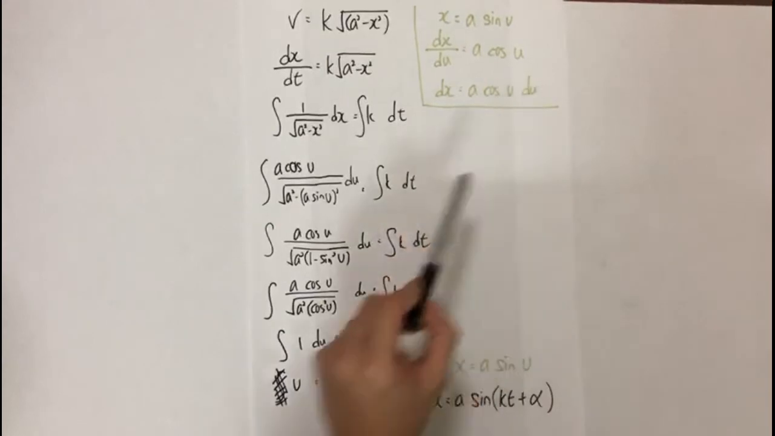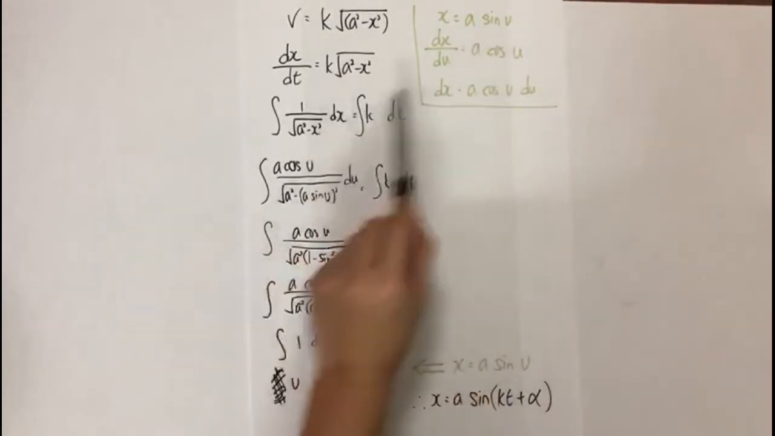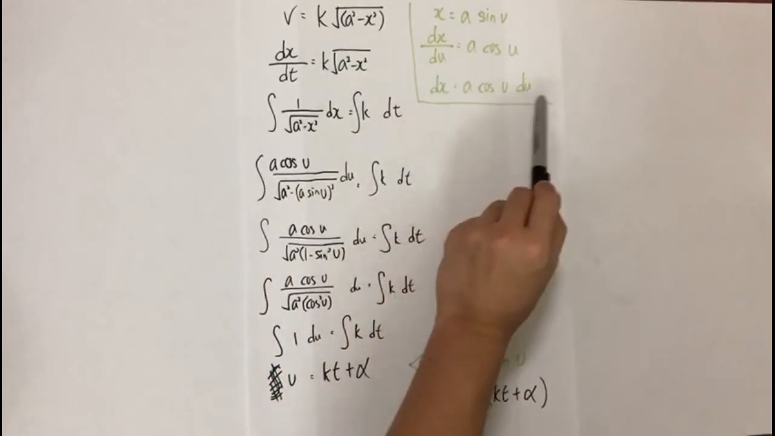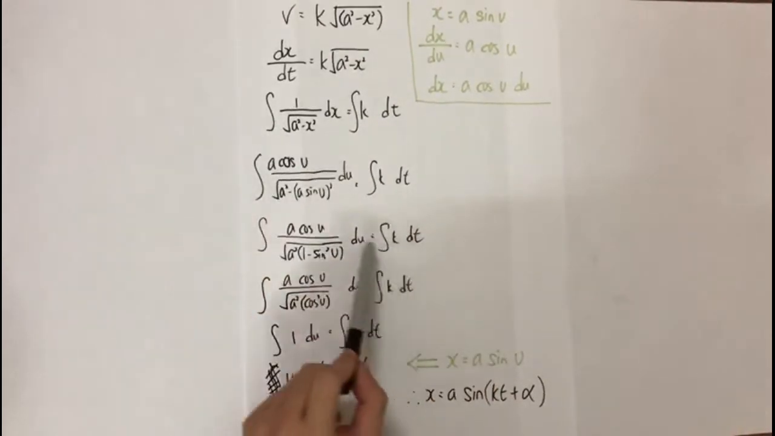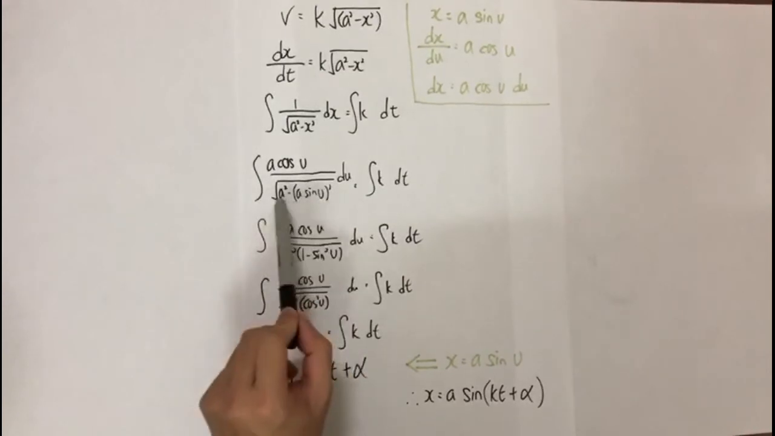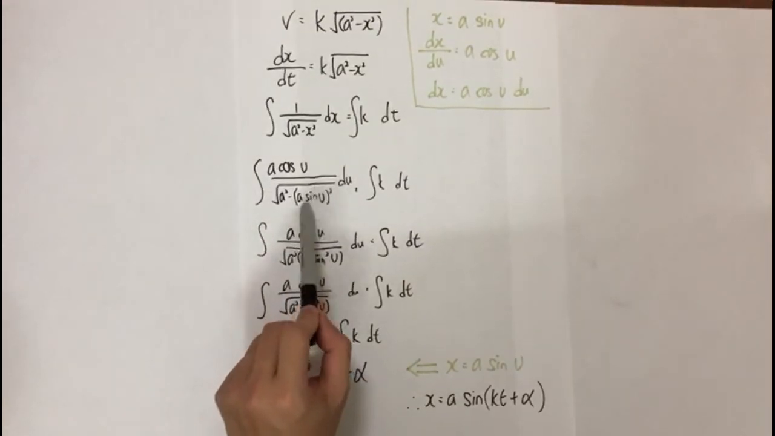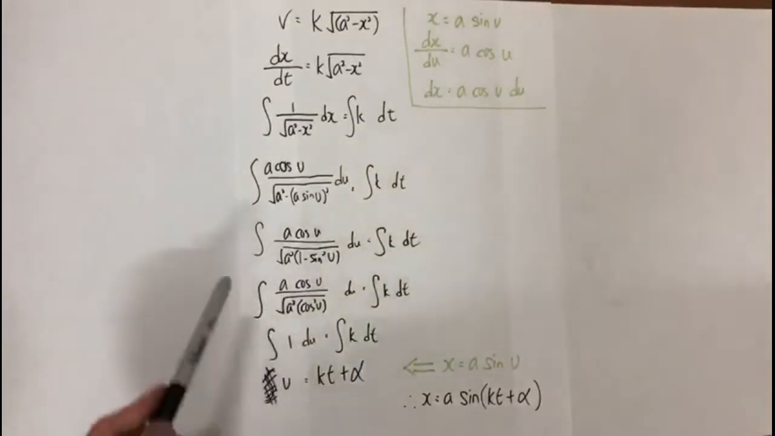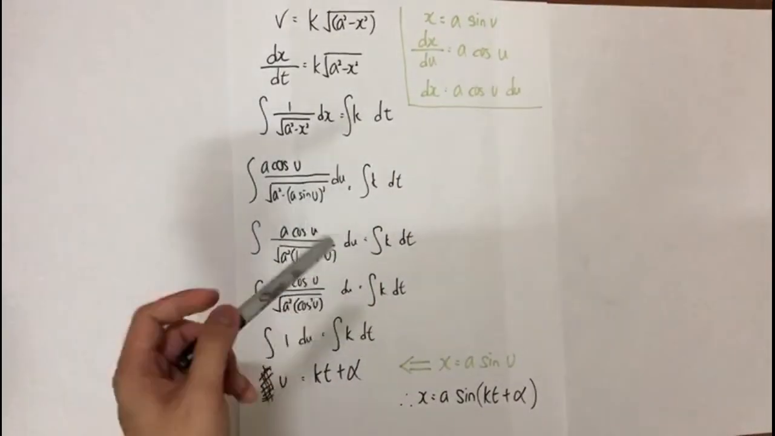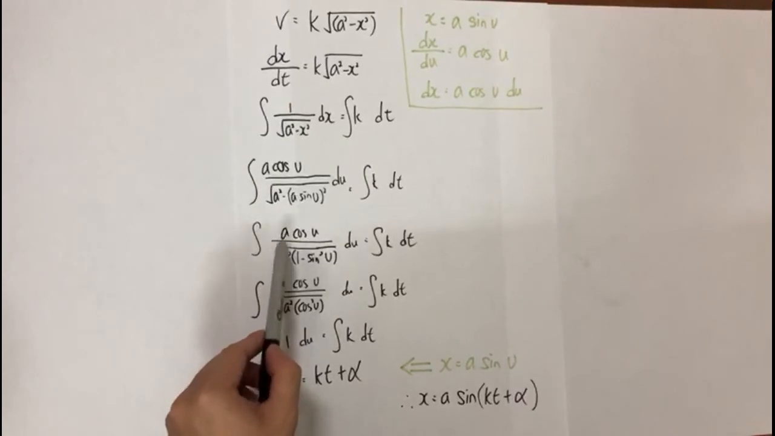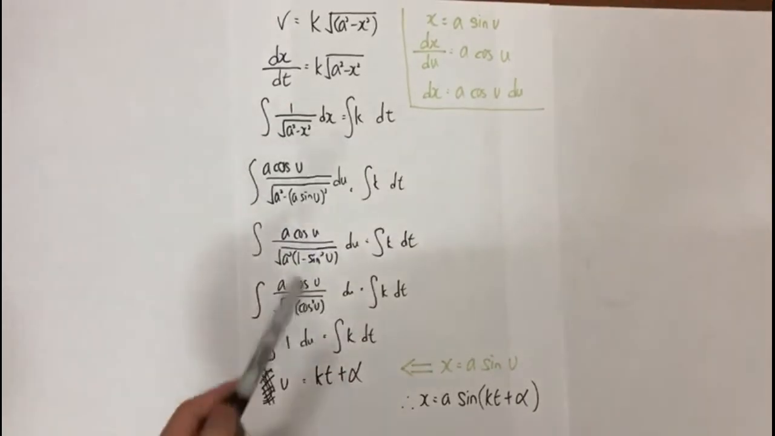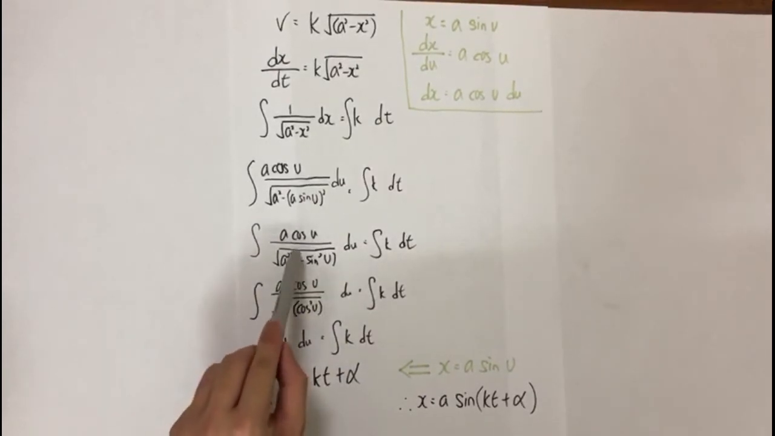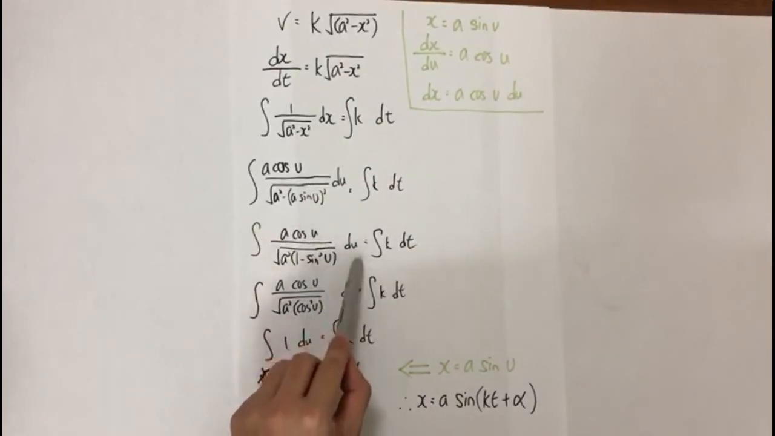By substituting x as a sine u into the equation here, and dx as a cosine u du here, we'll get a cosine u over the square root of a squared minus a squared sine squared u du equals k dt. Okay, a squared here, there are two common terms. We can factorize them out and you'll get a cosine u over a times the square root of (1 minus sine squared u) du.